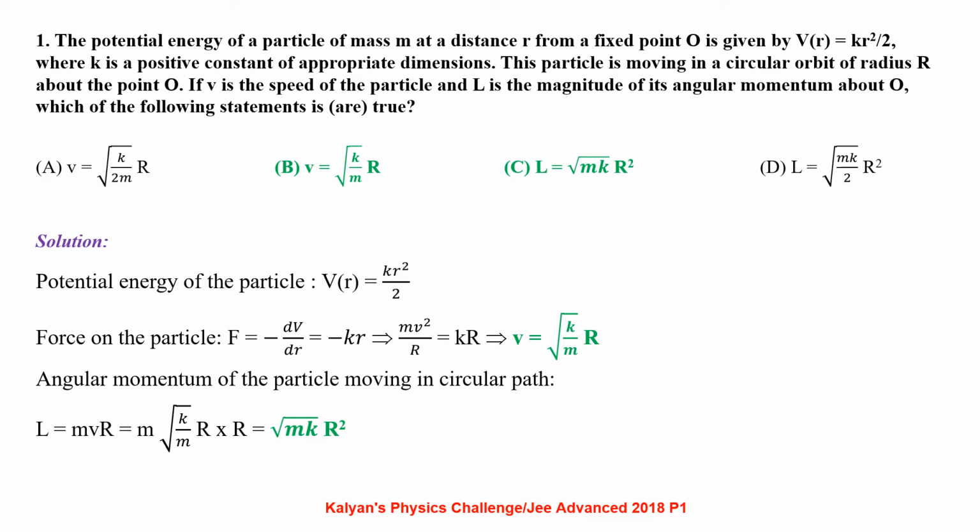Potential energy of the particle V(r) equal to kr square by 2, so the force acting on the particle F equal to minus dV by dr, that is minus kr. So mv square by r equal to kr, v equal to root k by m times r. Angular momentum of the particle moving in a circular path L equal to mvr, so it is m times root k by m r into r, that is root mk r square.